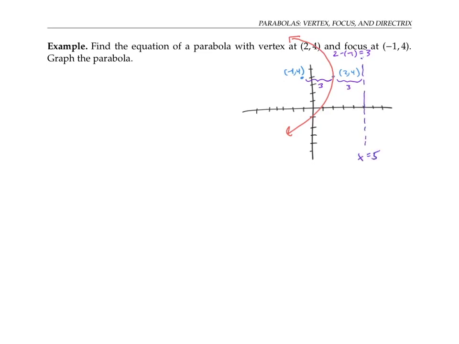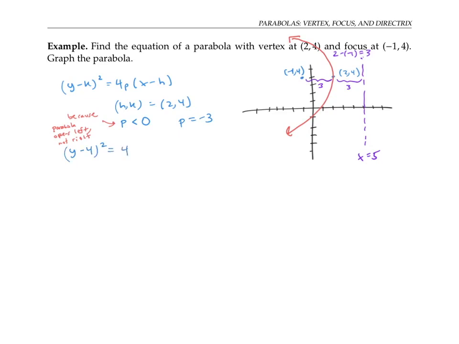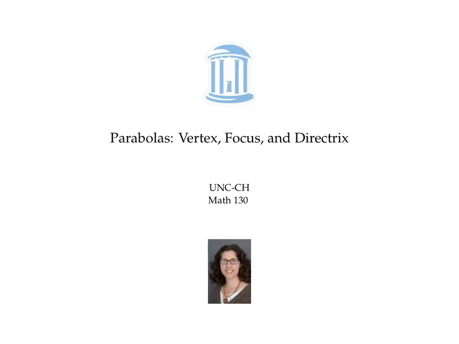Since my parabola is open to the left, I know I need to use the form of the equation (y minus k) squared equals 4p times (x minus h), where (h, k) is the vertex, so that's (2, 4). I also know that p is going to be negative, and since the absolute value of p represents the distance between the vertex and the focus, I know that p must be negative 3. So filling in all these numbers, I get (y minus 4) squared equals 4 times negative 3 times (x minus 2). I'll simplify that to (y minus 4) squared equals negative 12 times (x minus 2). In this video, we looked at special forms of the equation for a parabola.